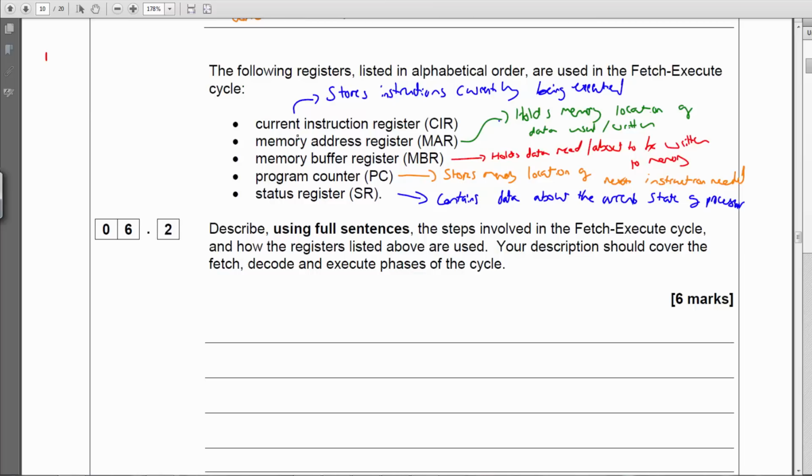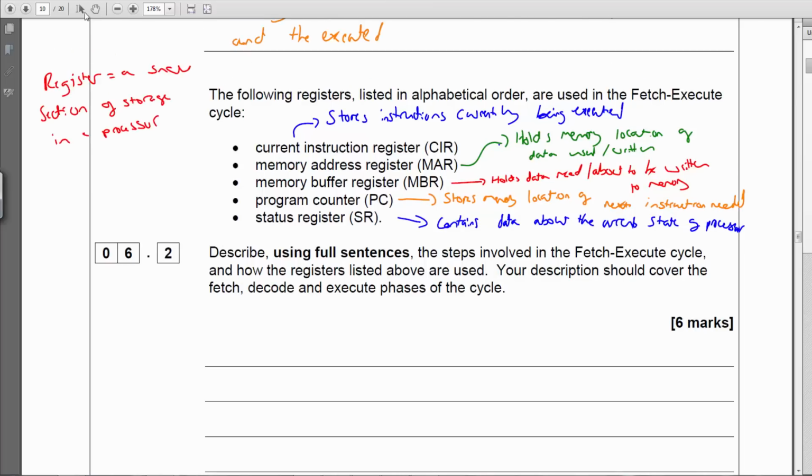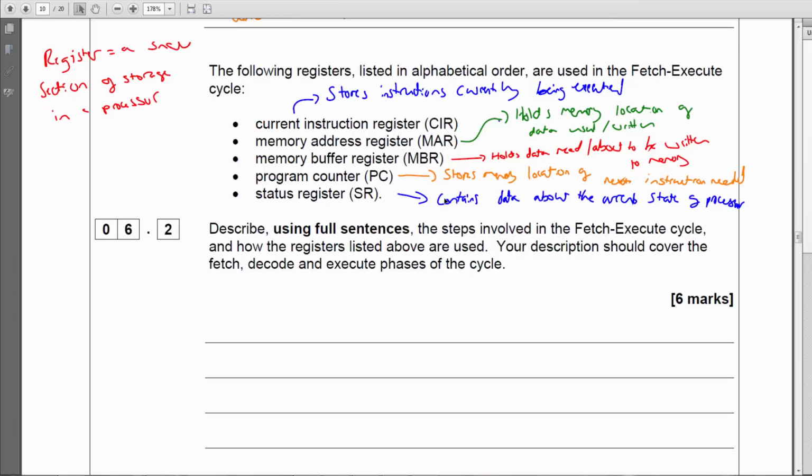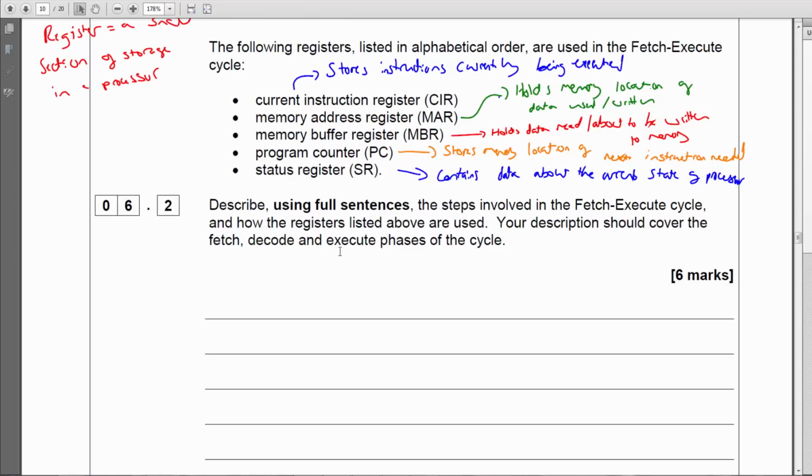Okay, so the current instruction register stores instructions that are currently being executed. That one you could probably guess. The memory address register, again you can probably guess, holds the memory location of the data being used or written at the moment. And the memory buffer register holds the actual data being read or about to be written to memory. The program counter stores the memory location of the next instruction needed, and it increments by updating itself. The status register contains data about the current state of the processor.